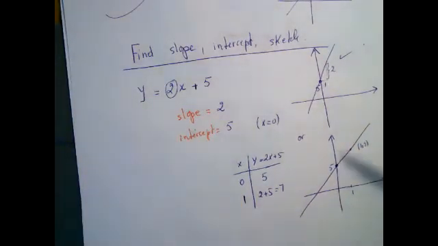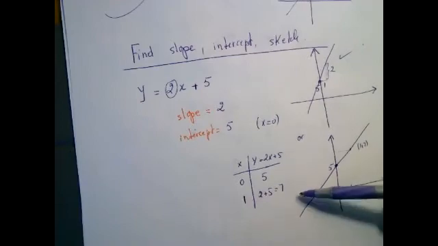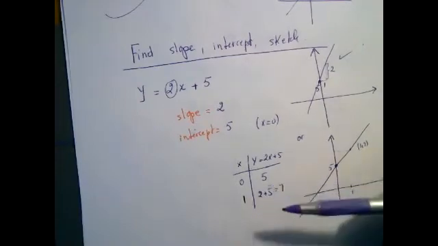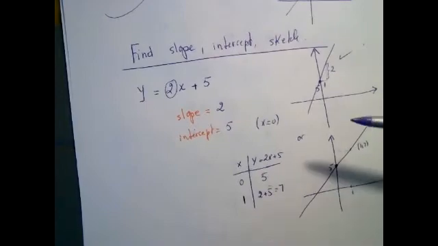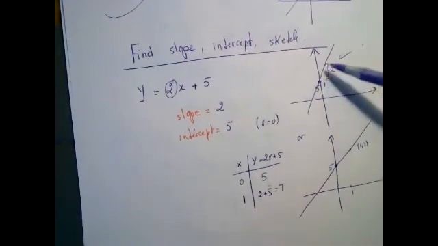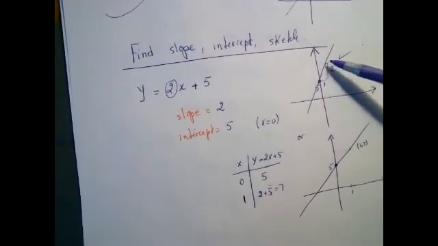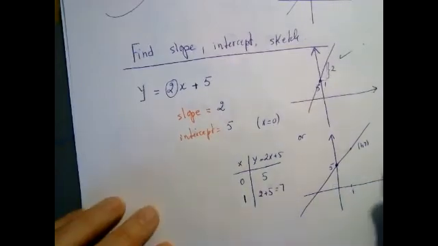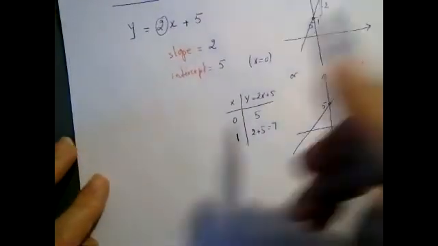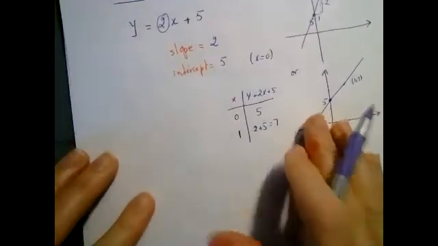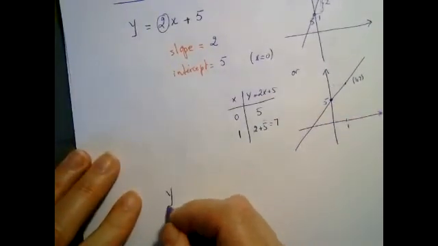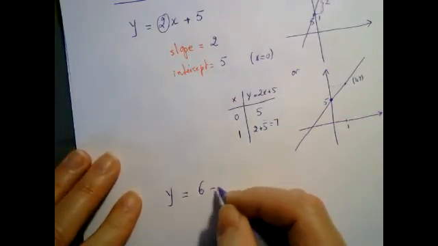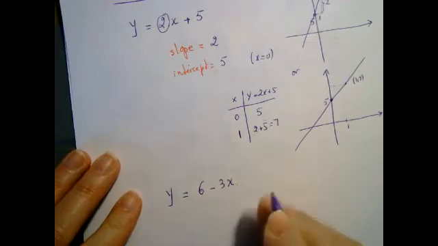To sketch a line, either you follow the slope or you pick 2 points on the line. Sometimes picking 2 points will be easier than figuring out the intercept and the slope. So that's 2 ways of drawing the line. Now that we've done drawing the line, I'm going to move on and ask you the same type of questions. y equals 6 minus 3x.